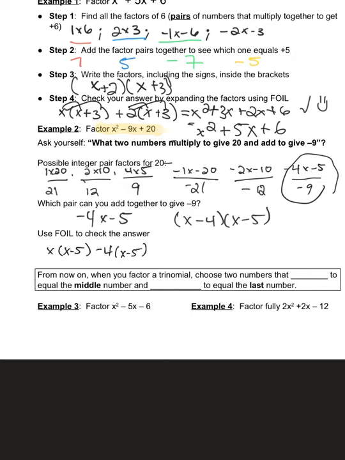Okay? So x times x is x squared. X times negative 5 is negative 5x. Negative 4 times x is negative 4x. Negative 4 times negative 5 is 20. I have no other x squared, so I'm going to rewrite that. Negative 5x plus negative 4x is negative 9x. And no other whole numbers. And notice that I'm coming out with the same expression again.